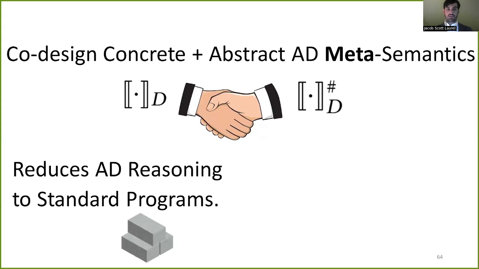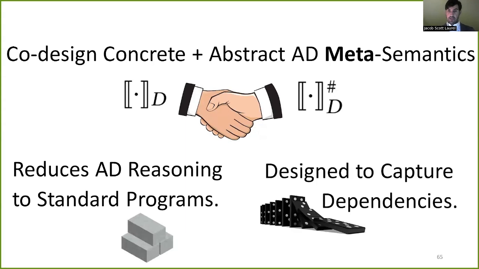Now, this will allow us to reduce autodiff reasoning to just reasoning about standard programs, and it will be designed in a way to capture as much dependence information as possible.